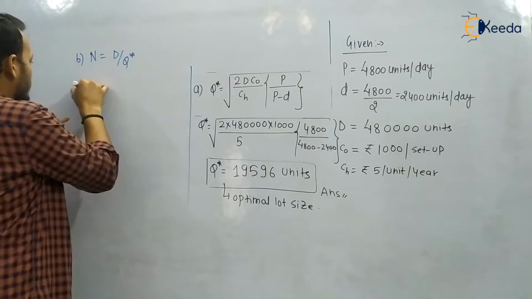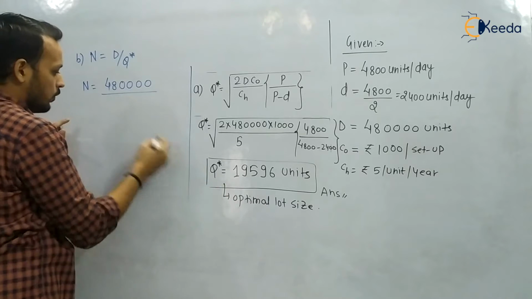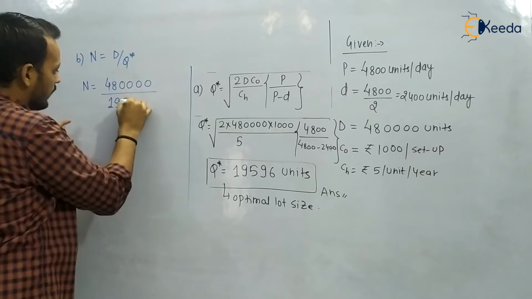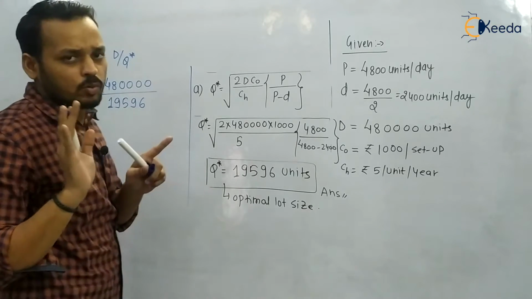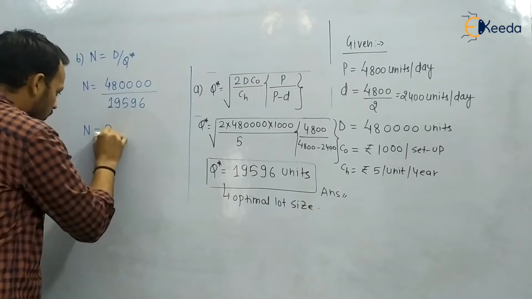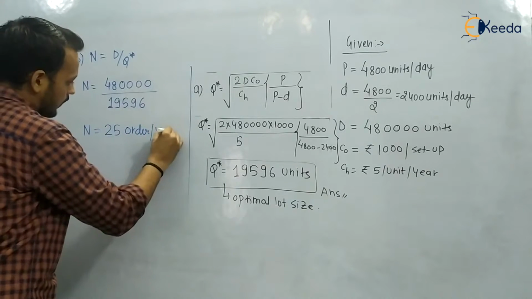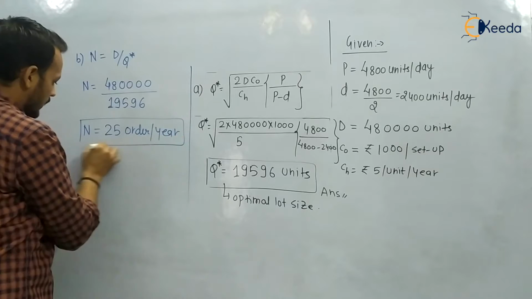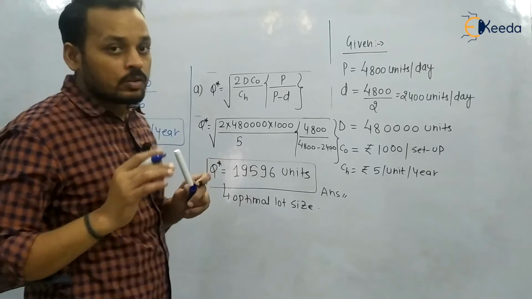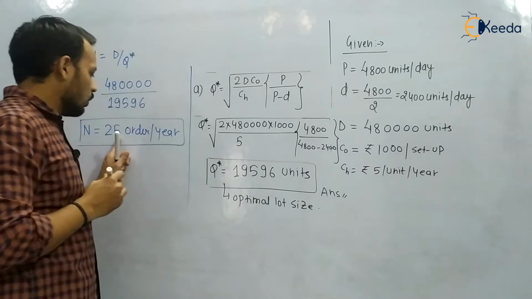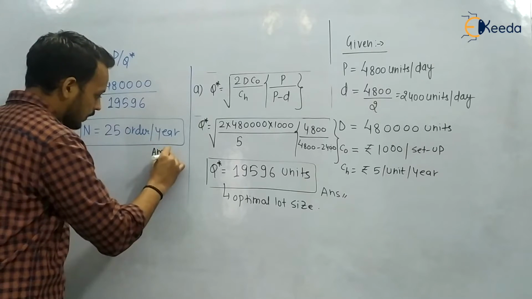So n equals d, which is 480000, divided by q star, we have got 19596. So after solving it, you will get n equals approximately 24 point something. Okay, so we are going to round it off to 25 orders per year. It means in one year we have to do the production 25 times. Okay, 25 productions per year or 25 orders per year. So this is the answer of our B part.